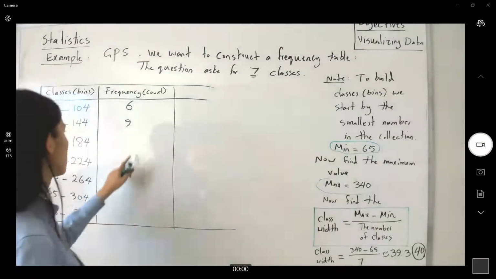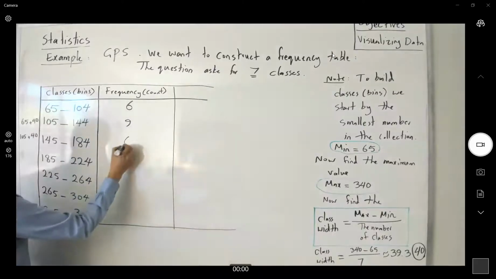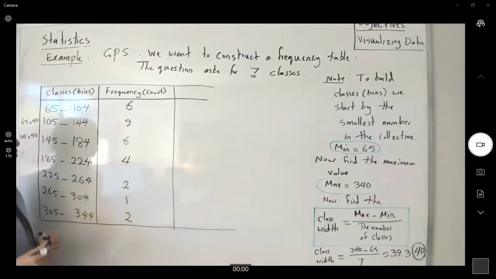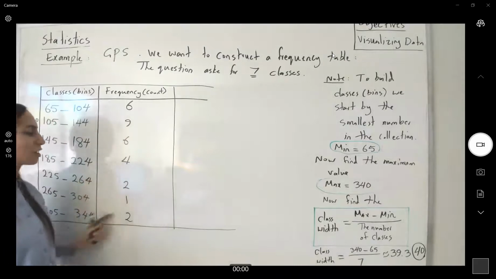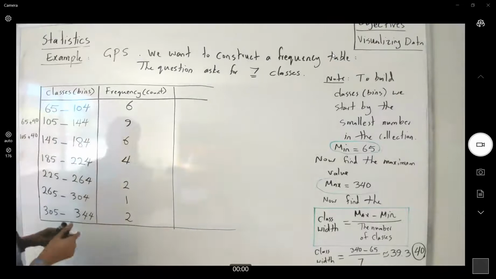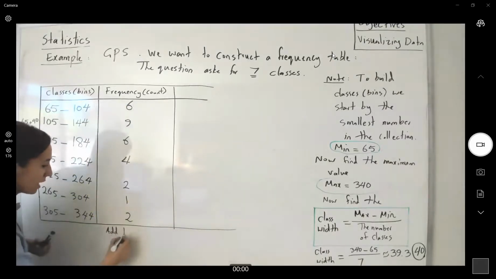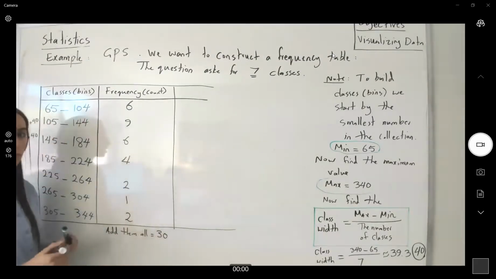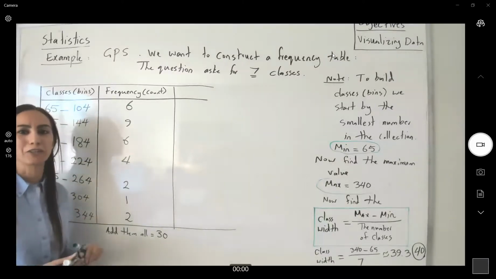So by counting the numbers in each class, we have 6, 4, 2, 1, and 2. Now I expect you to ask, what if I add all of these frequencies? What is it equal to? If I add them all together, it is equal to 30. What is 30? 30 is the number of data in your collection.